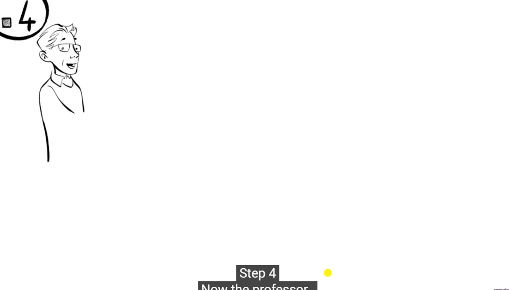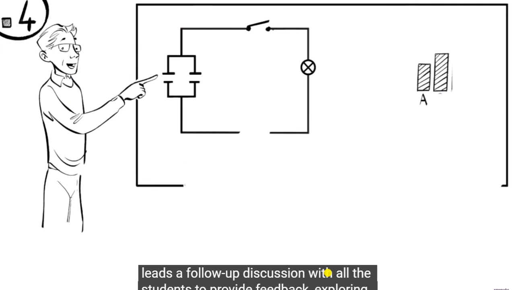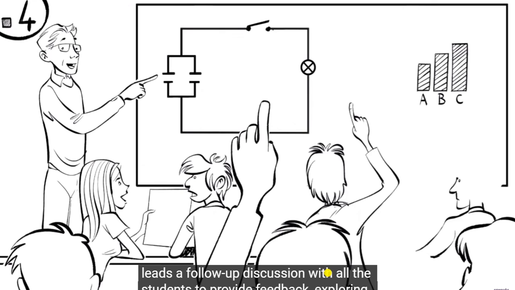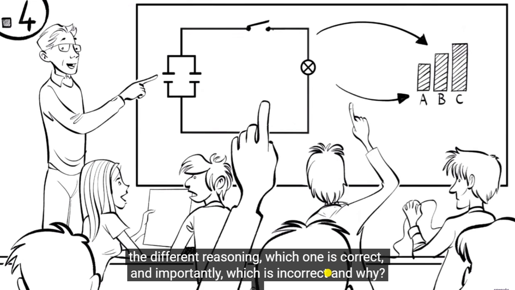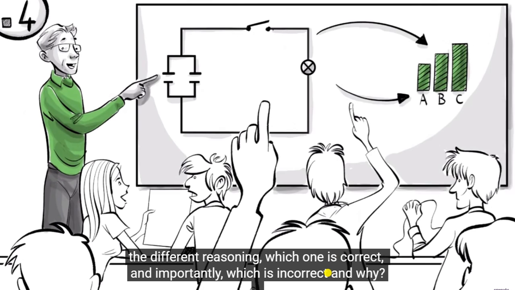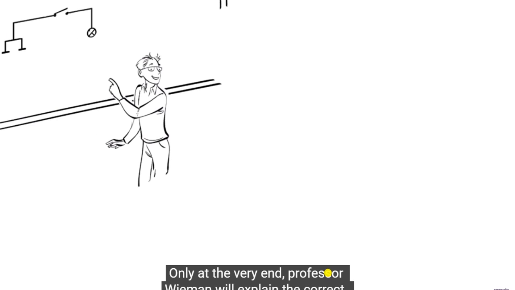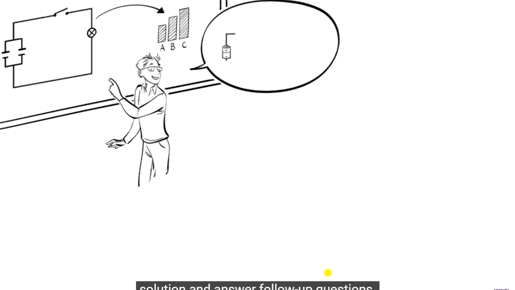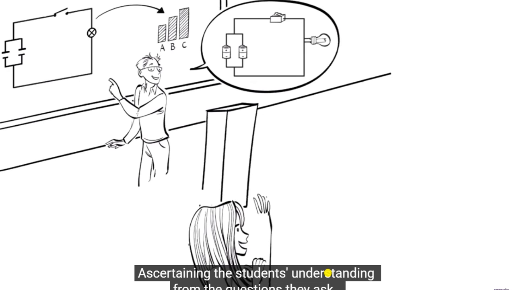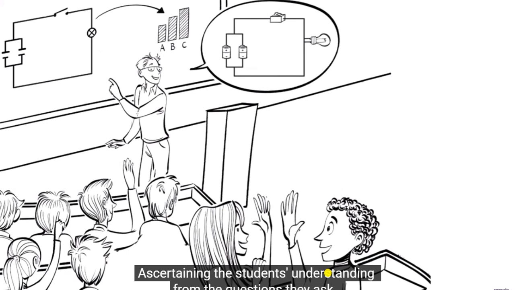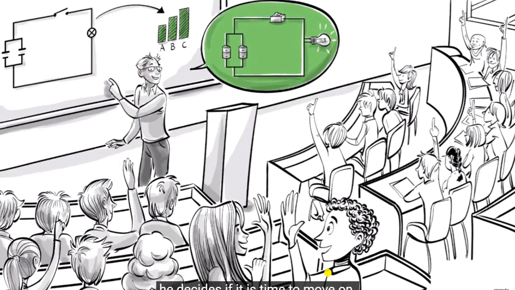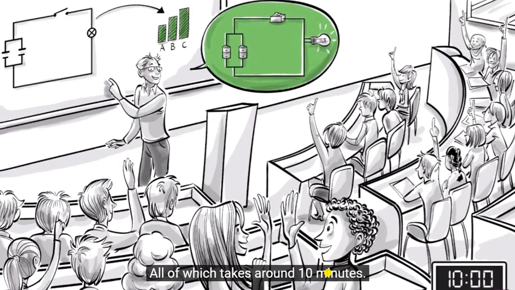Step 4. Now the professor leads a follow-up discussion with all the students to provide feedback, exploring the different reasoning, which one is correct, and importantly, which is incorrect and why. Only at the very end, Professor Wieman will explain the correct solution and answer follow-up questions. Ascertaining the students' understanding from the questions they ask, he decides if it is time to move on, all of which takes around 10 minutes.